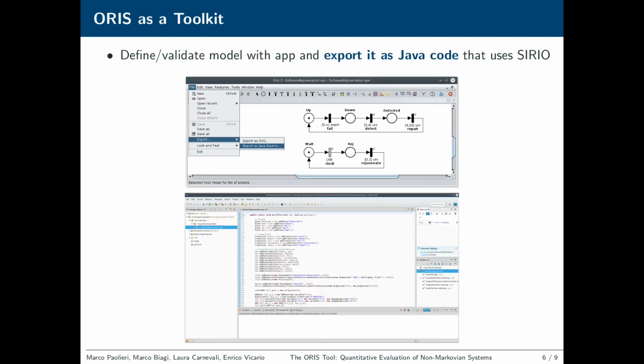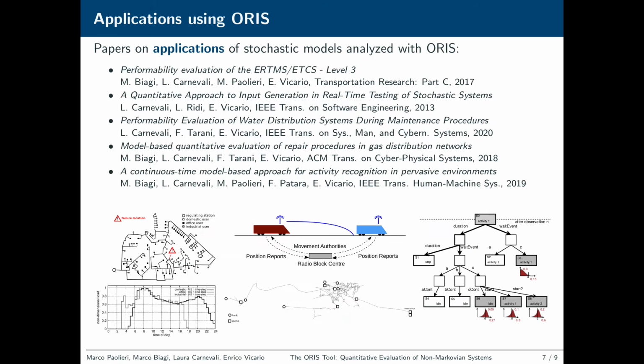Finally, ORIS can be used as a toolkit to develop applications that construct and analyze models with its Java library. The user can define, analyze, validate models using the application, and then export them as Java code to build them with the library. Over the years, this approach has been used by several research works in the areas of railway signaling systems, real-time software, repair procedures for gas and water distribution networks, and online activity recognition for ambient assisted living.